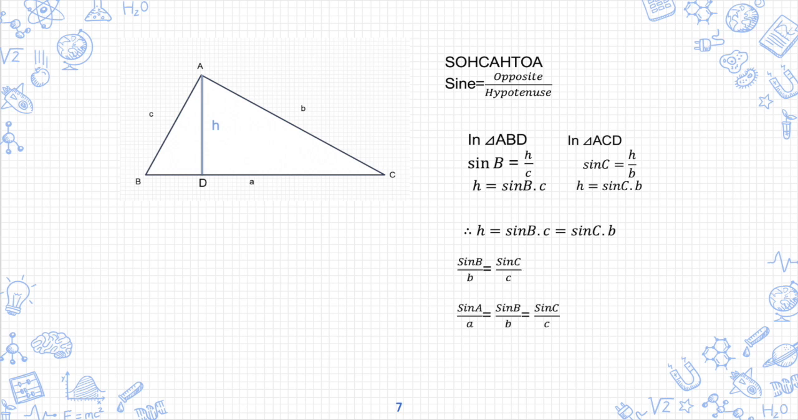Now that we have this equation, we can rearrange c and b to opposite sides and get part of this law of sines formula: sine of angle B over b equals sine of angle C over c. But where is the third part of the formula? Sine of angle A over a. To derive this is actually very simple. We use the exact same process but with either b or c.